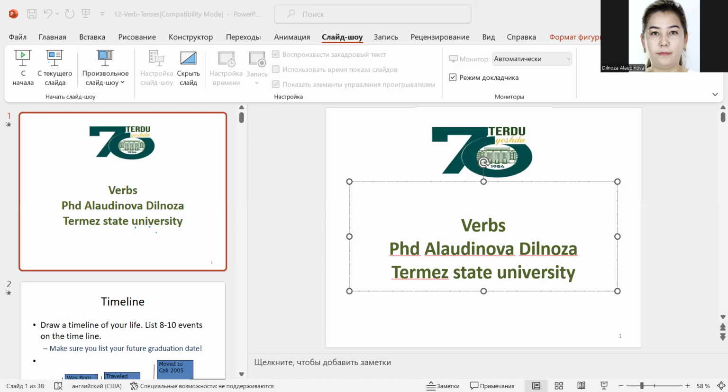Next, simple present tense. It expresses a habit or often repeated action. Adverbs of frequency such as often, seldom, sometimes, never are used with this tense. She goes to work every day. They always eat lunch together.